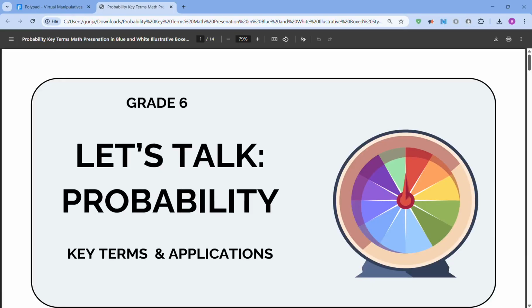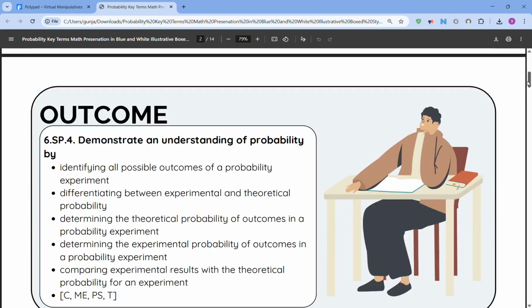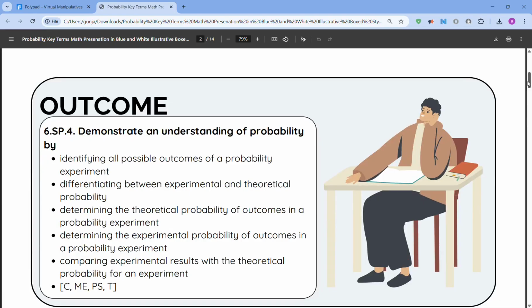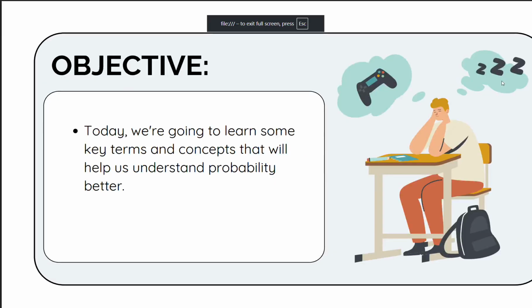Grade 6, let's talk about probability, its key terms and applications. The outcome we are going to focus on today is 6SP4: demonstrate an understanding of probability by different aspects. Objective: today we are going to learn some key terms and concepts that will help us understand probability better.